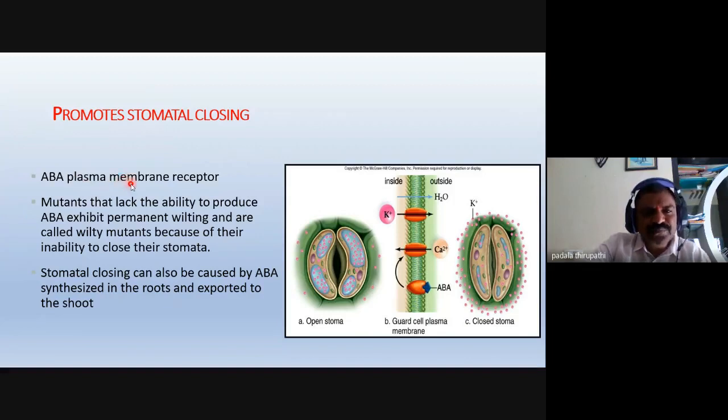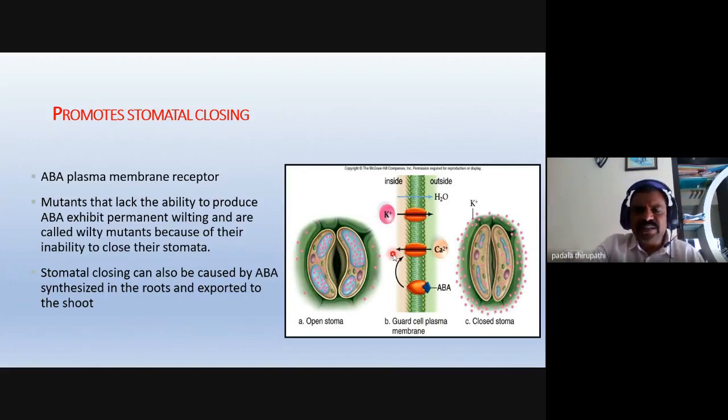ABA, plasma membrane receptor, see here. This is the plasma membrane, and it contains the channel. This is the channel for potassium ion and calcium ion, showing how they move across the guard cell plasma membrane. Here we observe the opening state of the stomata and the closing state of the stomata.